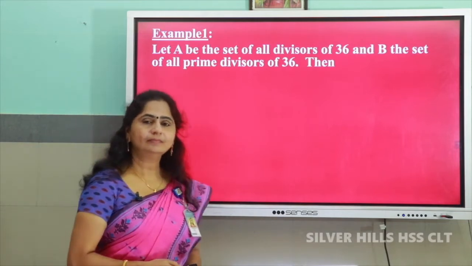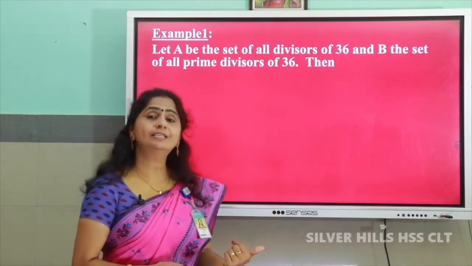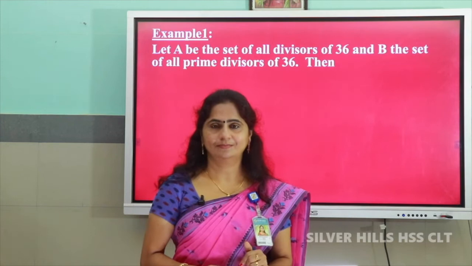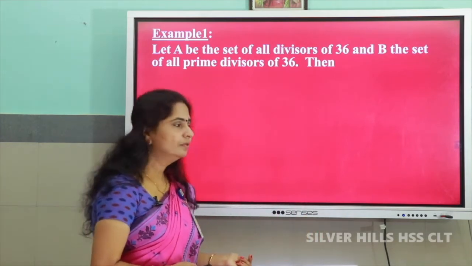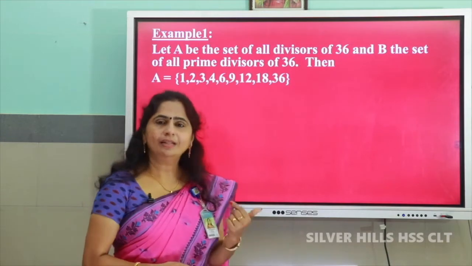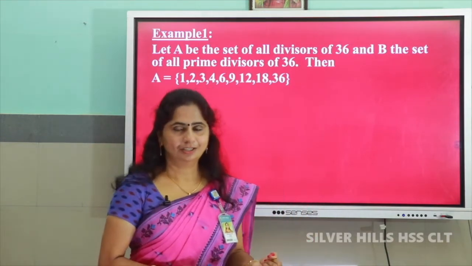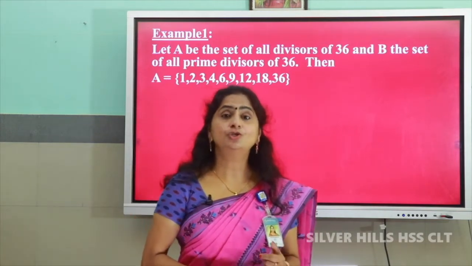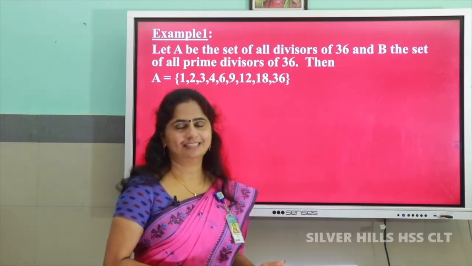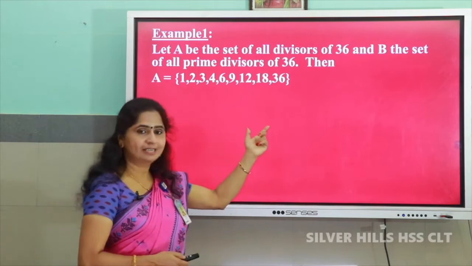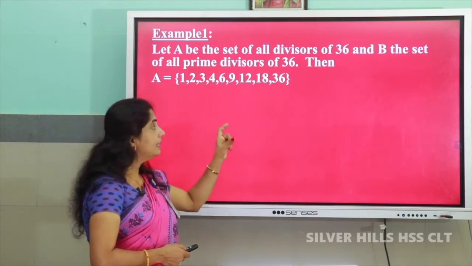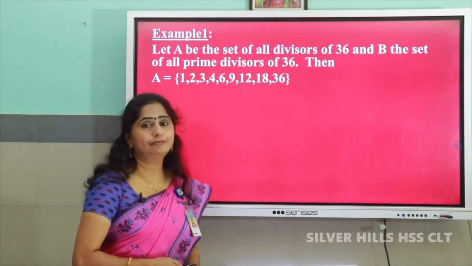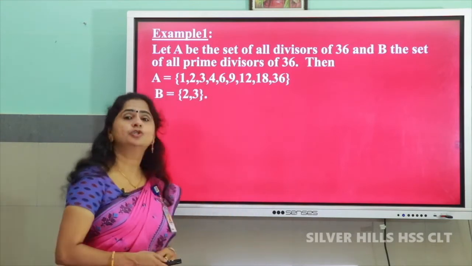Example 1. Let A be the set of all divisors of 36 and B be the set of all prime divisors of 36. So we will write down A and B in the roster form. A can be written as, what are the divisors of 36? 1, 2, 3, 4, 6, 9, 12, 18, 36. So the divisors of 36 are represented in the set notation. And in this, what are the prime divisors? 2 is a prime number and 3 is a prime number. Therefore, our set B can be written as the set 2, 3.